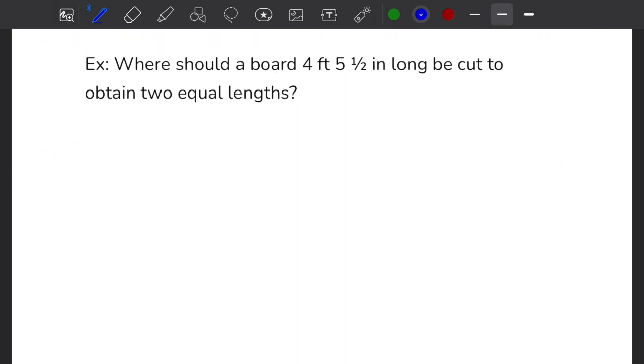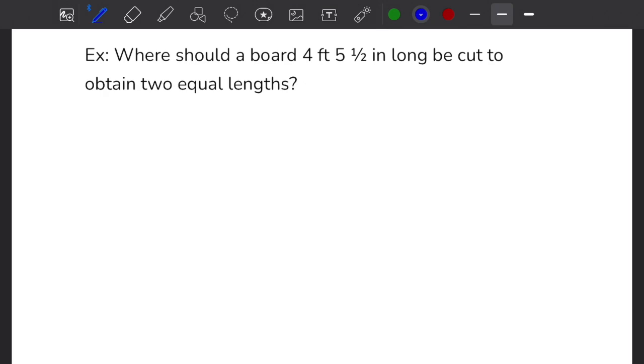Let's do another example. This one is a little bit more complicated. Where should a board 4 feet and 5.5 inches long be cut to obtain 2 equal lengths? So what we're looking for is the midpoint of this. The reason I said this is a little bit complicated is because our measurement is a combination of 2 units. It's in feet and inches.